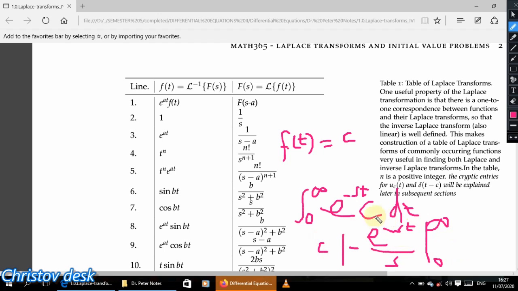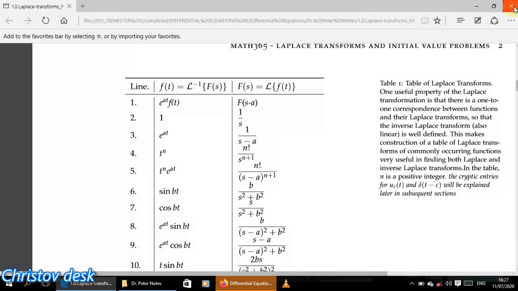When you put infinity inside, it goes to 0. When you put a 0 inside, it goes to a 1. So all we have here is c over s. So when you are taking a Laplace transform of any constant, it's just the constant over s. In a way, if I'm taking a Laplace of a 1, it's just 1 over s. That is basically what you do.